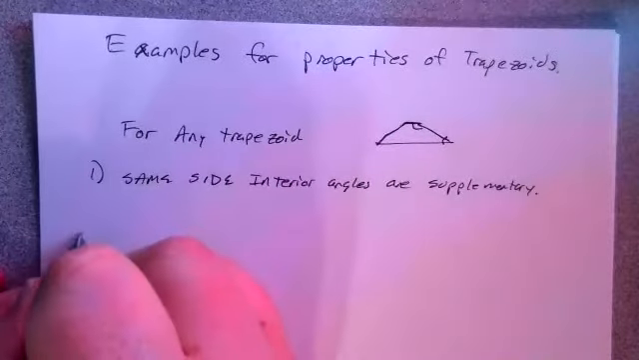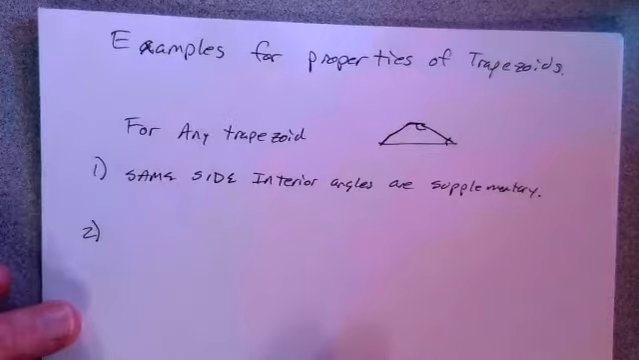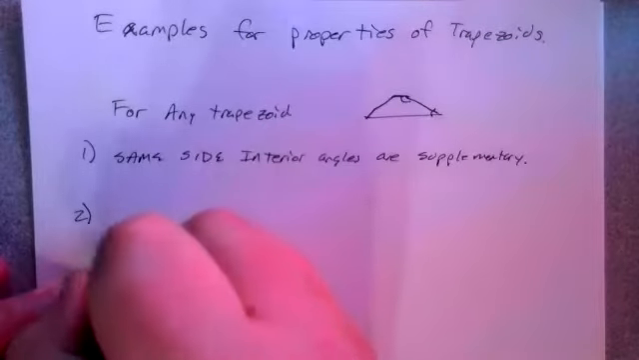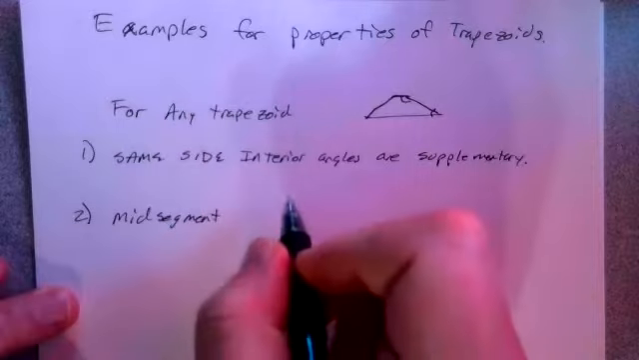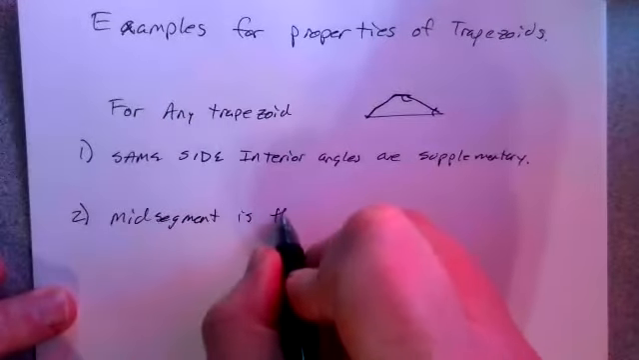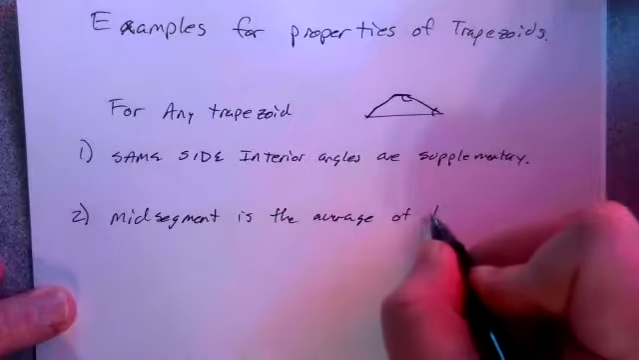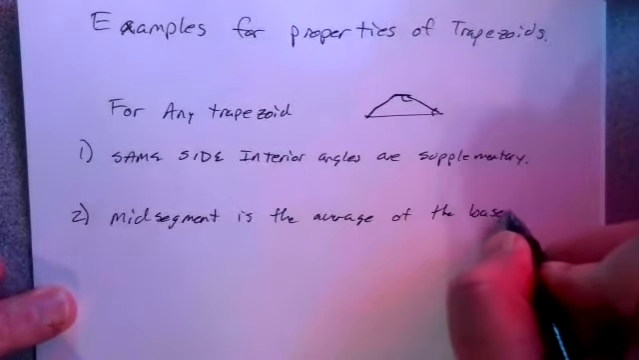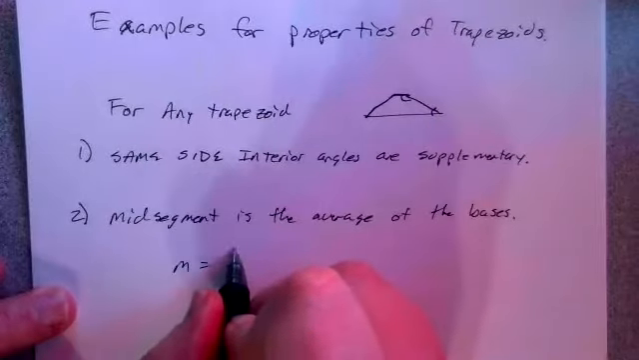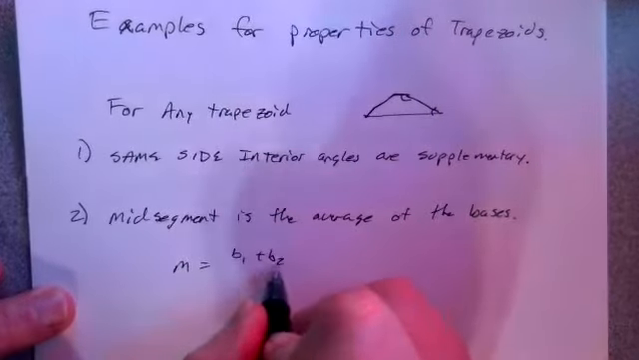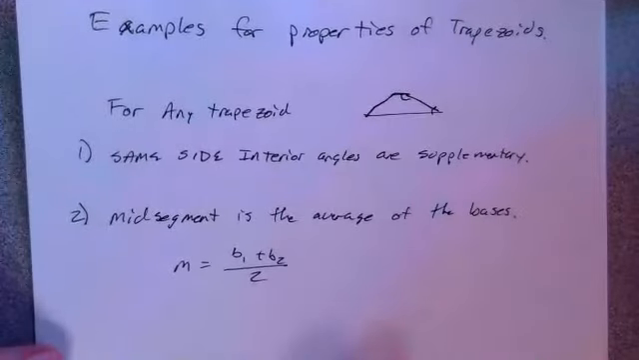Okay, the second property that we got is that the mid segment is the average of the bases. The formula that we're going to use: the mid segment is the average of the bases, so base 1 plus base 2 divided by 2. All right, so that's going to be our second property.